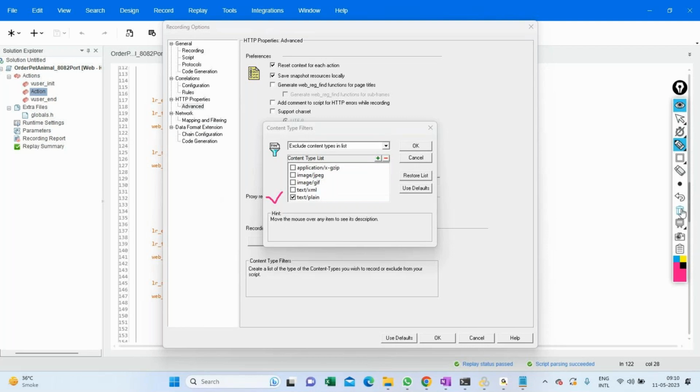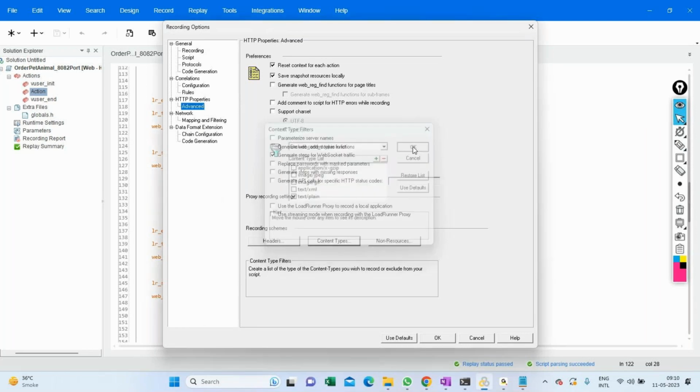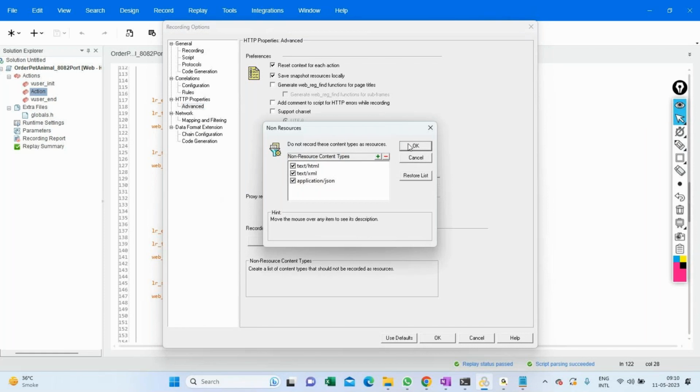Very, very important, text slash plain. Then click OK. That's it. And go to non-resources and keep it as it is. Don't change anything. Non-resource content types, text as HTML, XML, don't change anything. All these three should be enabled.